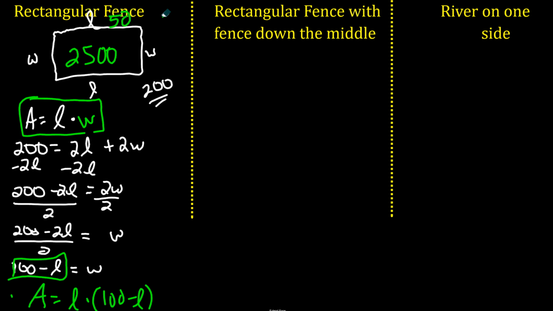We could also use the fact that there's 200 feet of fence. I didn't mean to write a 2. I meant to write a 5 there for 50. Let's try that again. The length is 50, and since we have 50 on top, 50 on bottom, that's 100, so we have 100 left over to get to 200. That means the width is going to be 50 and 50 as well, because we needed to add up to 200. So if we were asked to figure out what's the maximum area and then what are the length and width, the length and width would be 50.